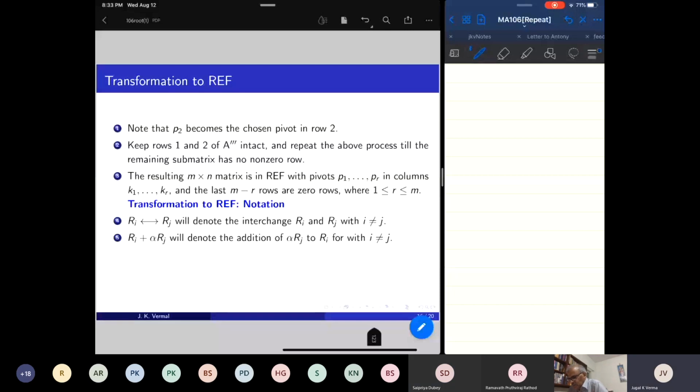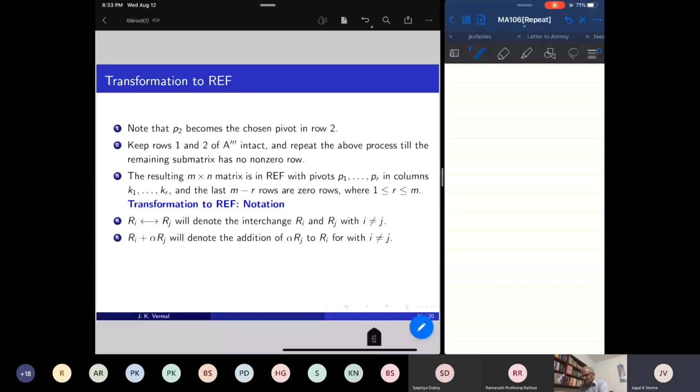See, if you do column operations, we may change the solutions. Only when you interchange equations or add a multiple of an equation to another equation, you don't change the solution. But when you interchange columns, then you are interchanging variables, so the solutions will change. So we are not applying any column operation.